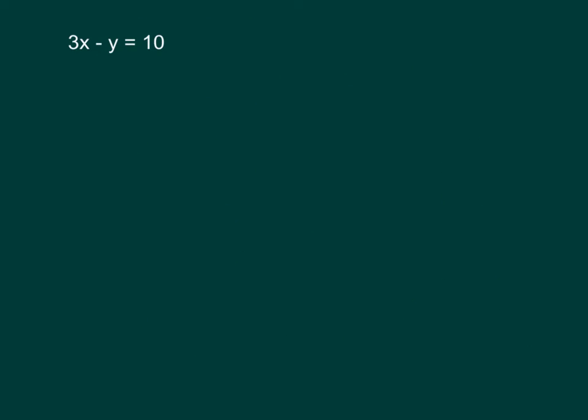plug it in where you see x, and then solve what comes out when you substitute for x. Alright, so question 20 says 3x minus y equals 10. Once again, we need to draw a table for x and y, and we're going to plug in some values for x. The easiest number to plug in for x is always going to be 0.